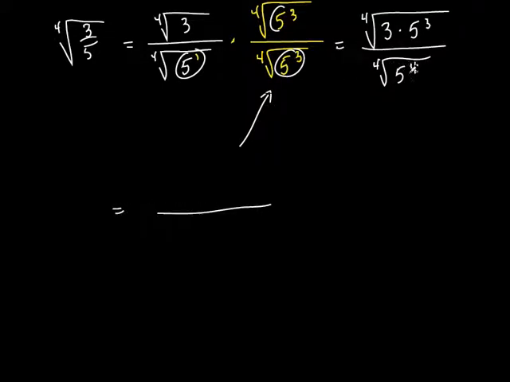So the bottom, we've talked about this quite a bit. That's just going to be a plain old 5. What about the top, though? It's still a 4th root, isn't it? We can do this in our head. What's 5 cubed? We've talked about that number several times. It's 125. That's right, because 5 times 5 times 5. 5 times 5 is 25. 25 times 5 is 125. So that's 125.